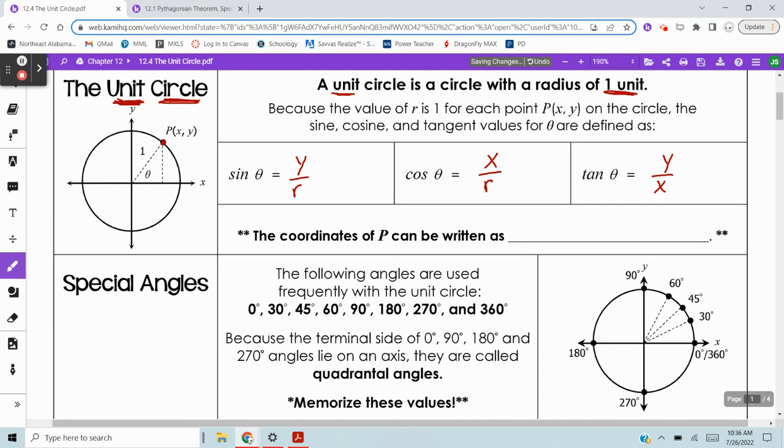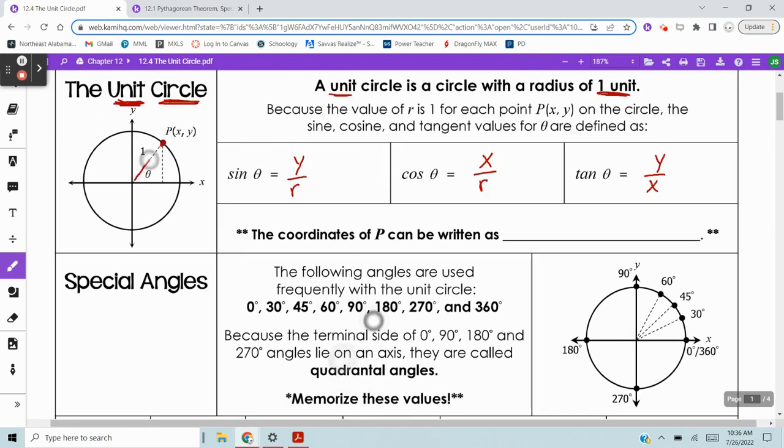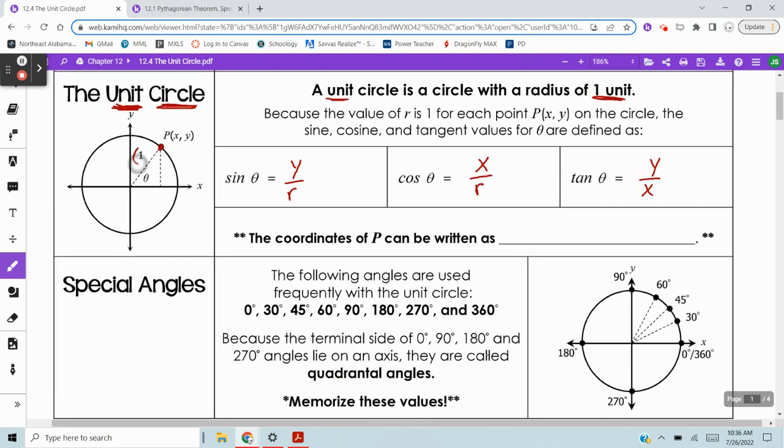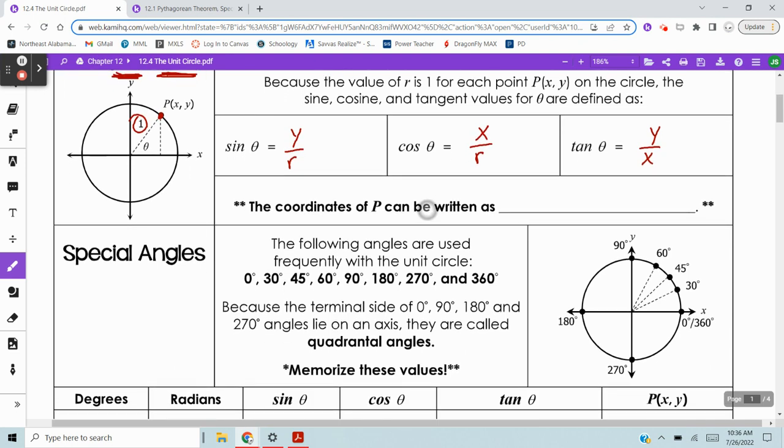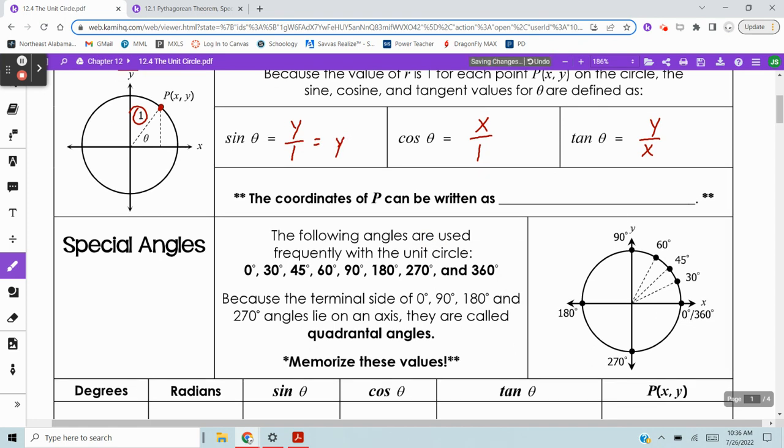However, since we're talking about points today that lie on a unit circle, the distance from here to here for every one of these points is going to be 1. So since the radius is 1, we can replace r with 1. Therefore, the sine of theta won't be y over r anymore, it will just be y. And the same with the cosine, it won't be x over 1 anymore, it'll just be x.